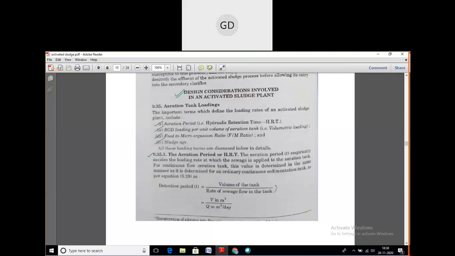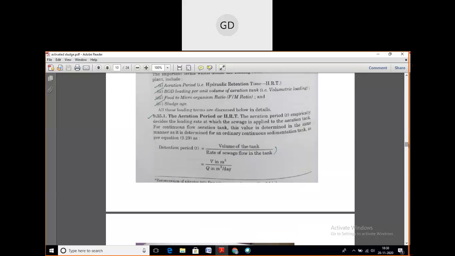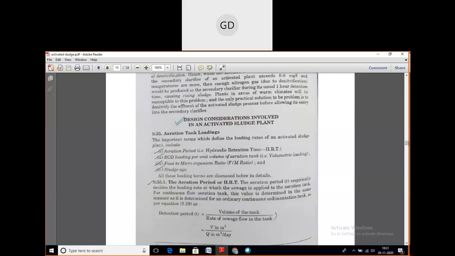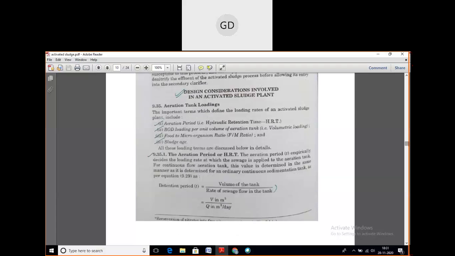Let us see what HRT is. The formula is the volume of the tank divided by the rate of sewage flow in the tank. The aeration period tells about the loading rate at which the sewage is applied to the aeration tank. This is the retention period formula. The volume of the tank is V in meter cube, and the rate of sewage flow in the tank is Q in meter cube per day. So it is V by Q in days. If you convert it to hours, it will be multiplied by 24. This is the expression for your aeration period, or HRT, that is your hydraulic retention time.